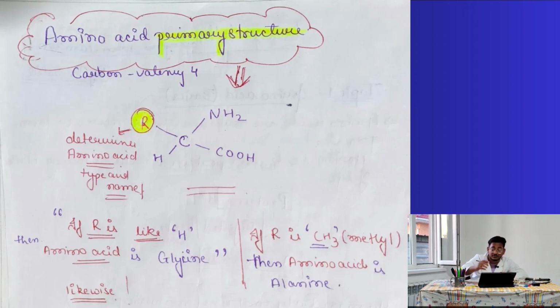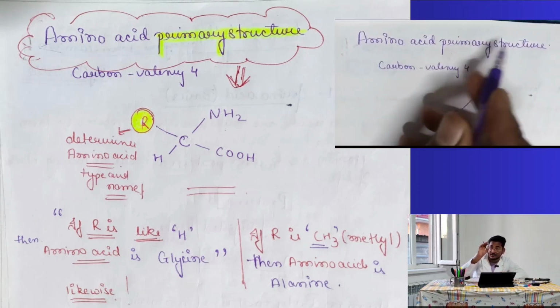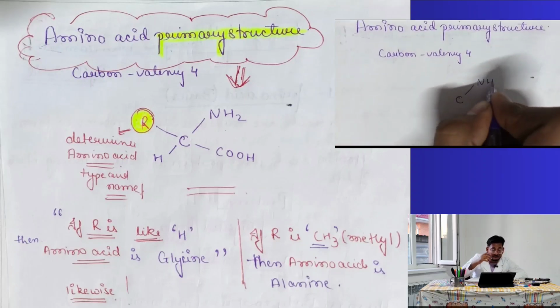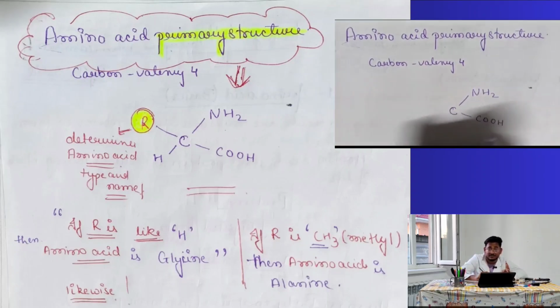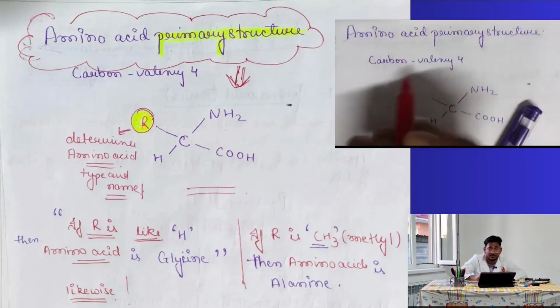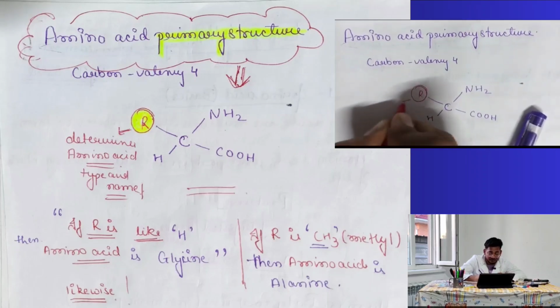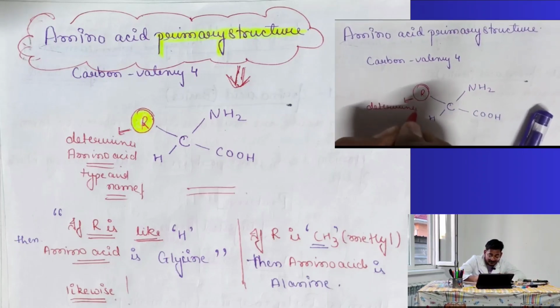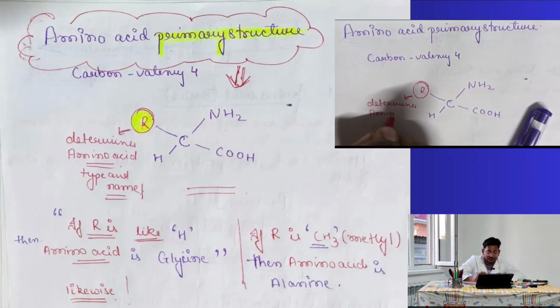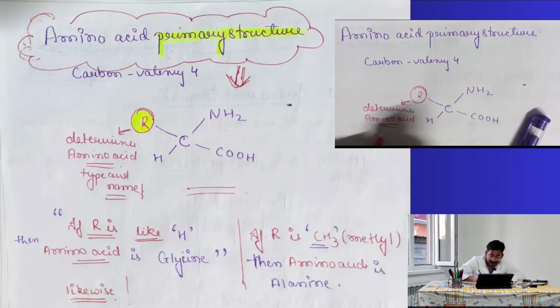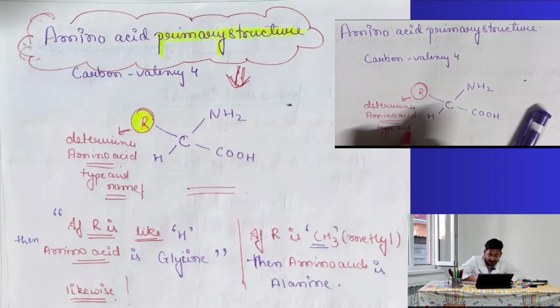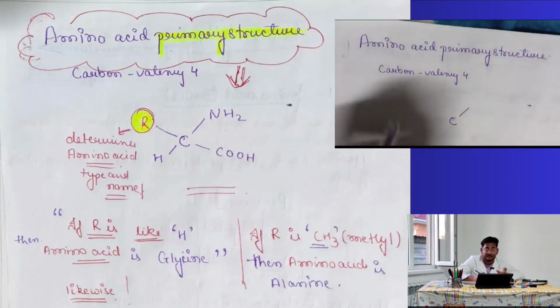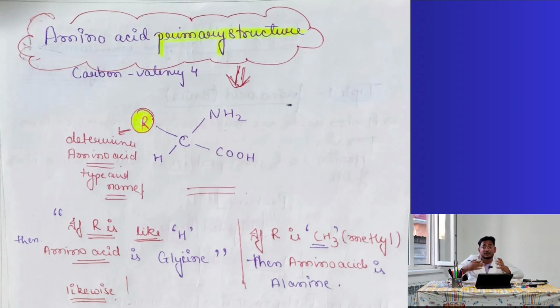So what is the amino acid structure? We have carbon as the main element, and carbon has a valency of 4, so it combines with four groups. Carbon combines with an amino group, NH2, a COOH group, an H, and an R group. That R determines how many types of amino acids we can make.